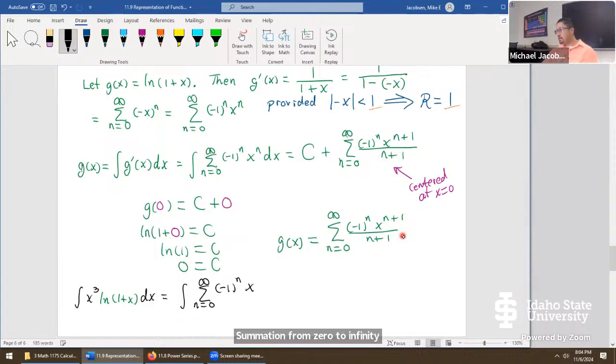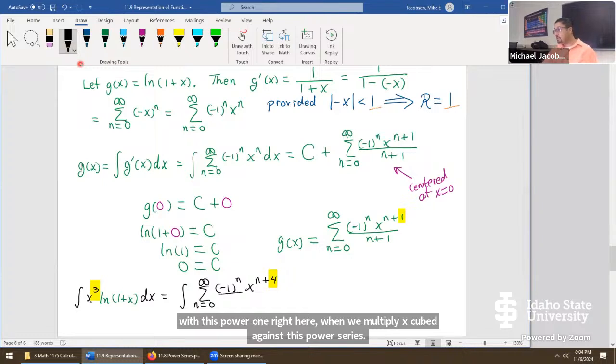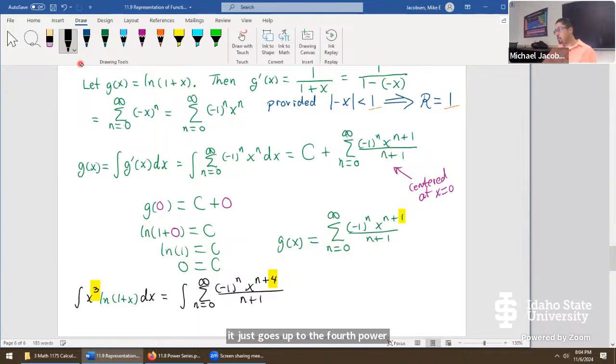(-1) to the nth power, x to the power of n plus 4. The n plus 4 came from the power 3, combining with this power 1 right here. When we multiply x cubed against this power series, it just goes up to the 4th power. It's still divided by n plus 1 dx. So the moment we integrate this whole thing, our work is done.